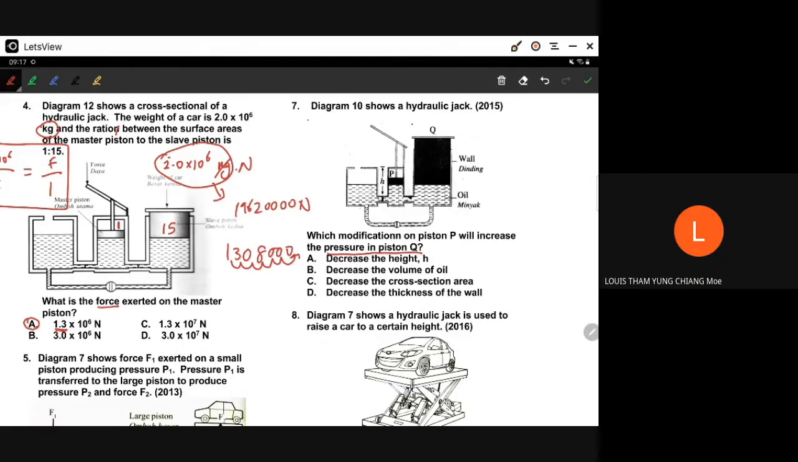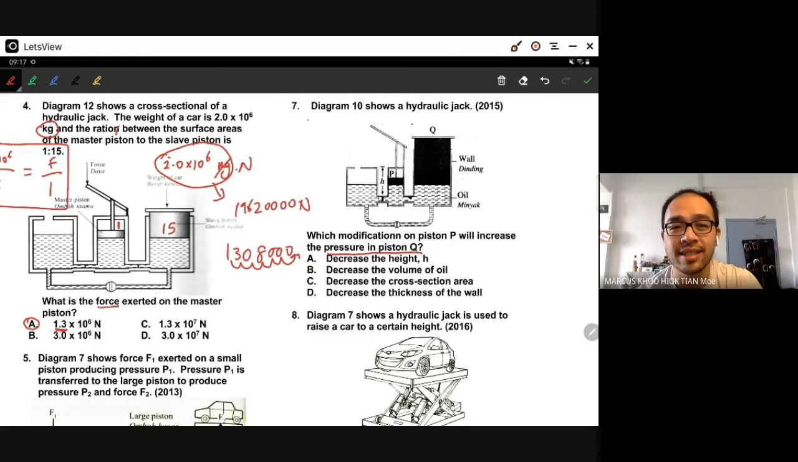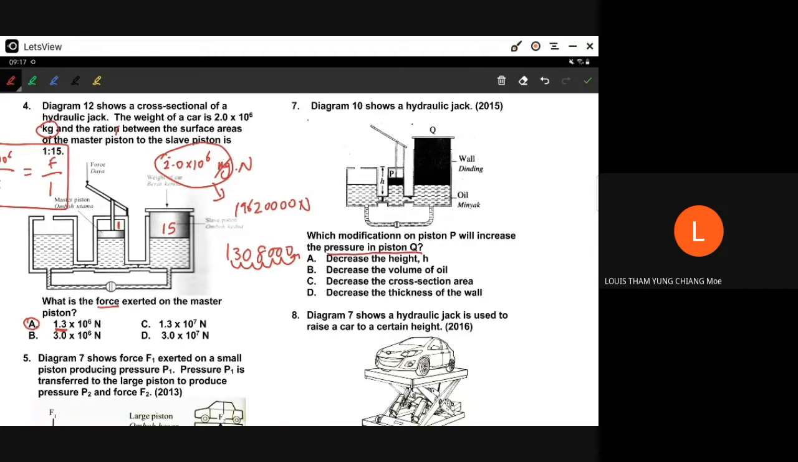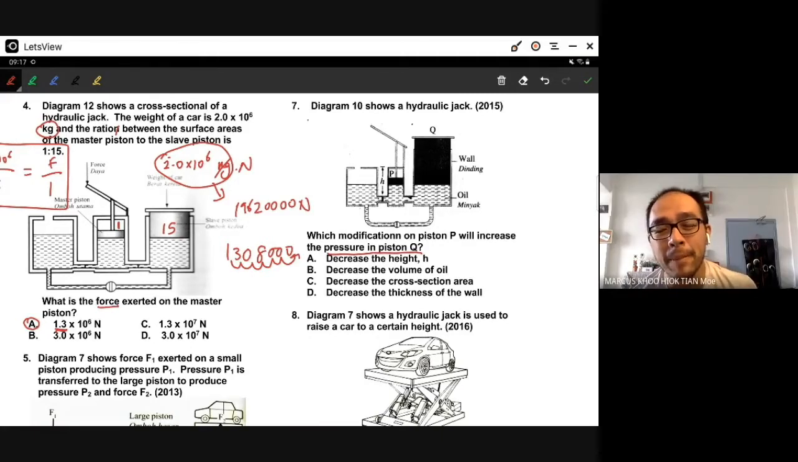Wait. No. Wait. Are you hesitating because of the tone of my voice? C. C. Decrease the cross-section area of P. Yeah, okay, that's the answer.